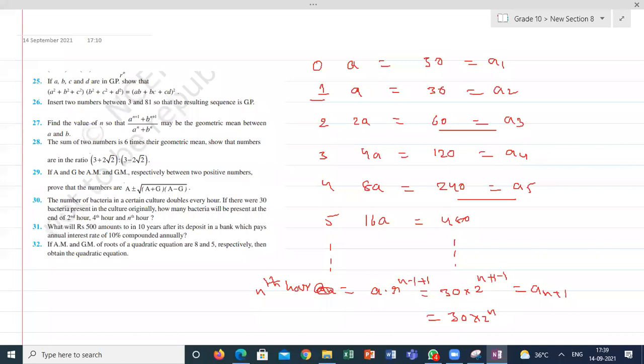At the end of the nth hour means it is started at 0. At the end of the first hour, it is the second term. In the beginning, it is having some bacteria. That means at 0 seconds it is having some bacteria. But after the first hour it is doubled. After the second hour it is doubled again.